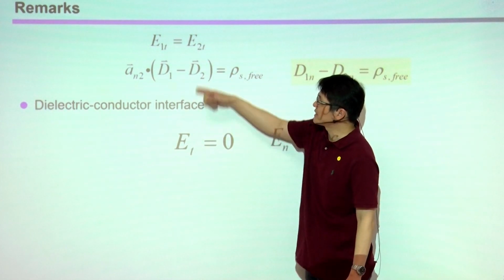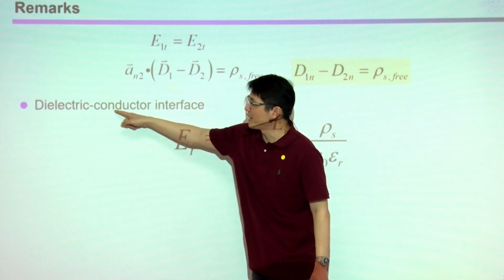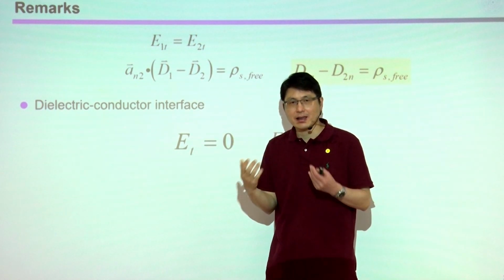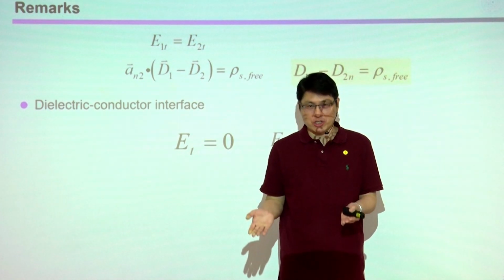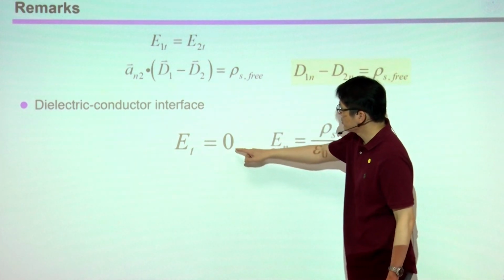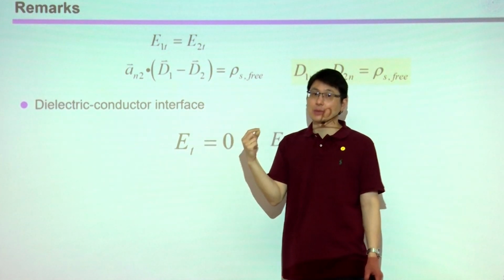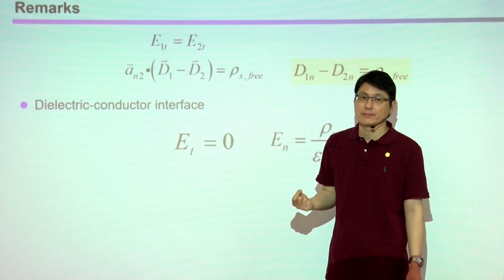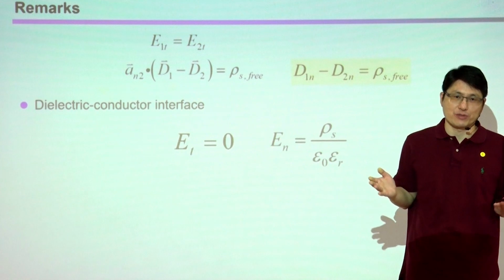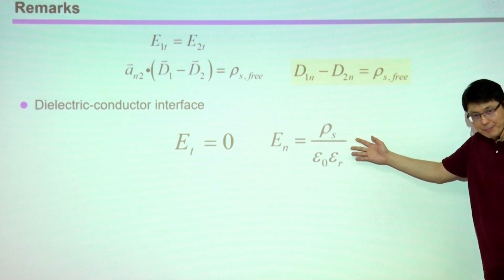Because E2, for example, I'm now defining the conductor, the metal, to be medium number 2. Inside the conductor, I cannot have any field, I cannot have a tangential component, I cannot have the normal component as well. So E2t is equal to 0, and that's forcing E1t to be 0 as well. So whenever you have metal, you cannot have tangential field. But you are allowed to have the normal component.